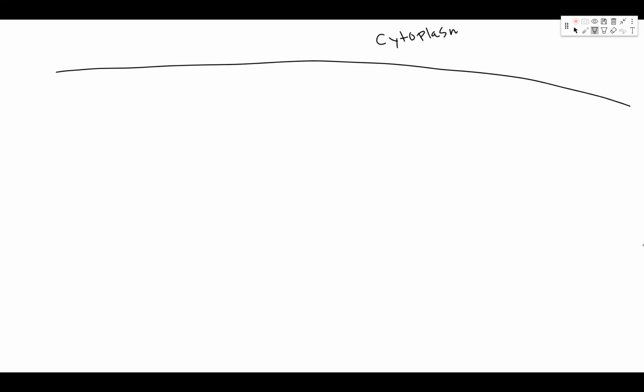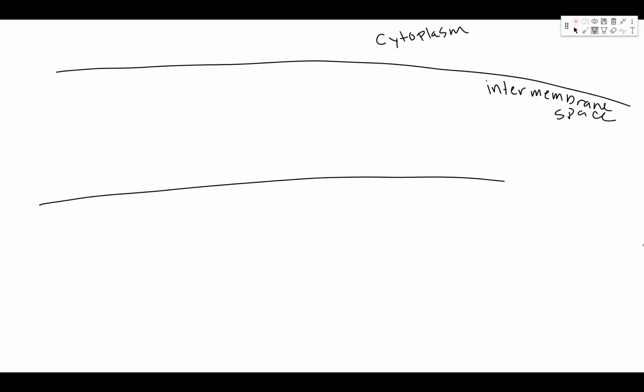So, let's do a quick doodle. Nothing too crazy. We're just going to simplify this. That way we have it. So, we've got our mitochondrial membrane. This is going to be our cytoplasm. We have our intermembrane space. And we've got our inner mitochondrial membrane. Ooh, going too quick.